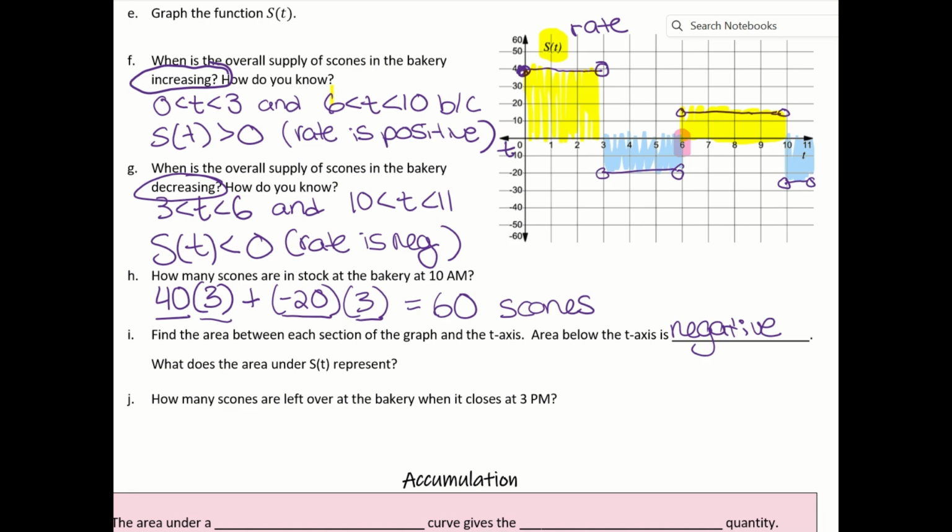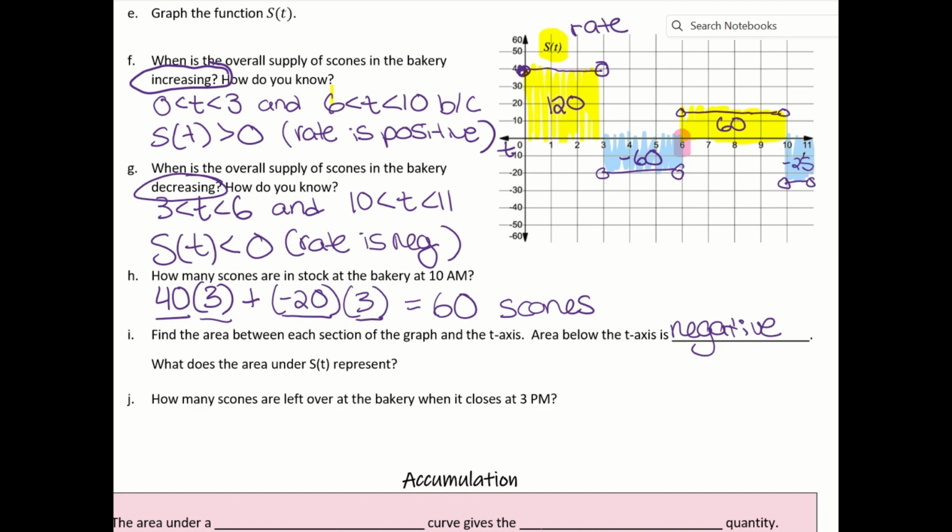So let's actually find the area. The area of this has a width of 3 and a height of 40. So the area of this is 120. Here, this has a width of 3 and a height of negative 20. So the area is negative 60. And again, I know that feels kind of weird to have negative area, but it's okay. And from 6 to 10, that's a width of 4 and a height of 15. So that's 60. And then from here, we've got a width of 1 and a height of negative 25. So this is negative 25.